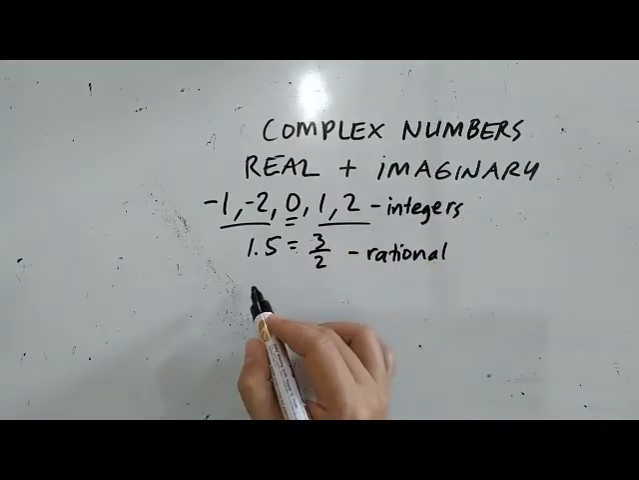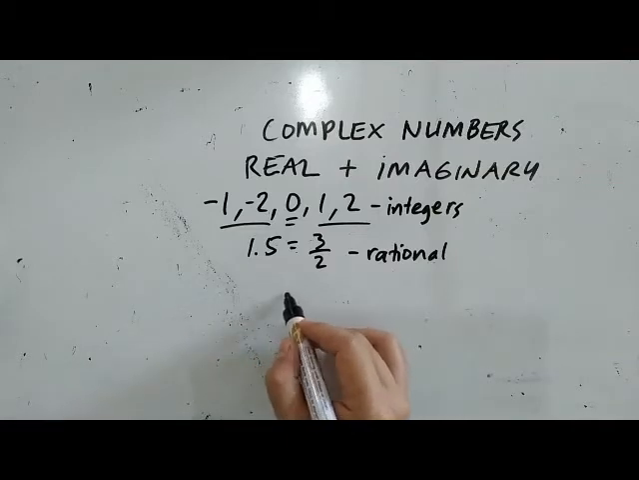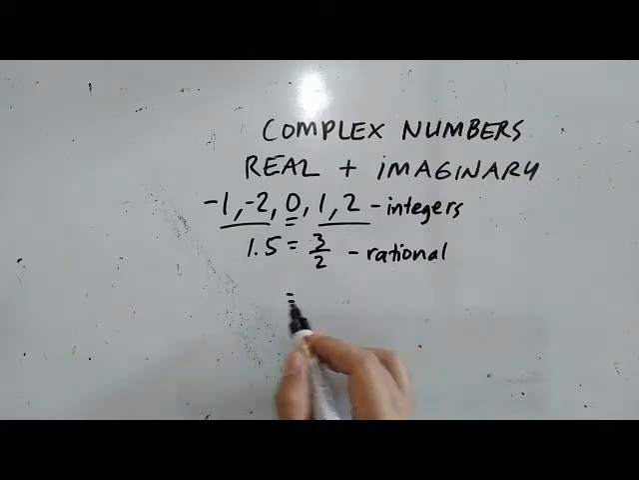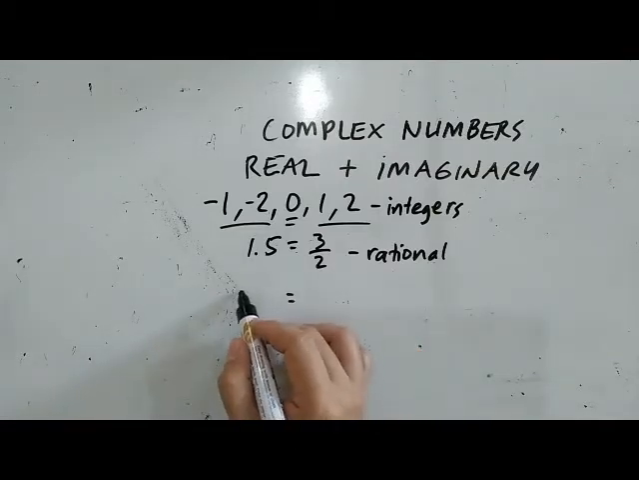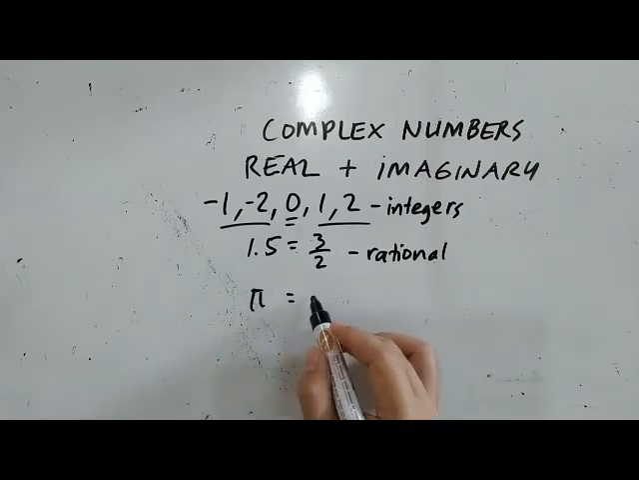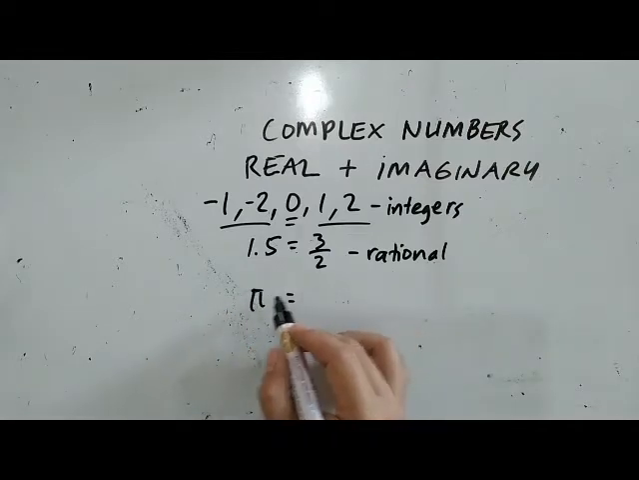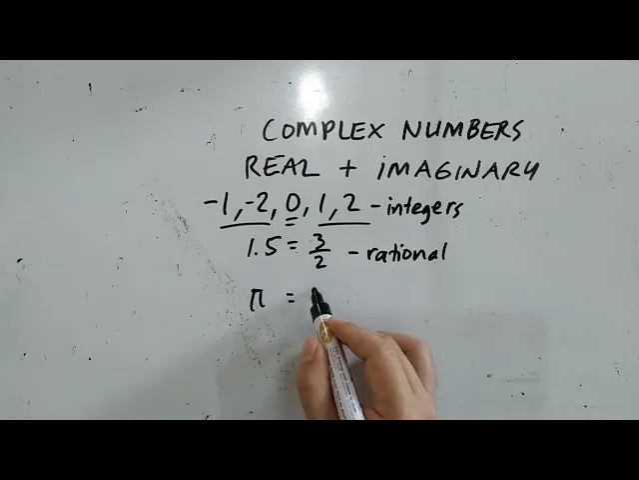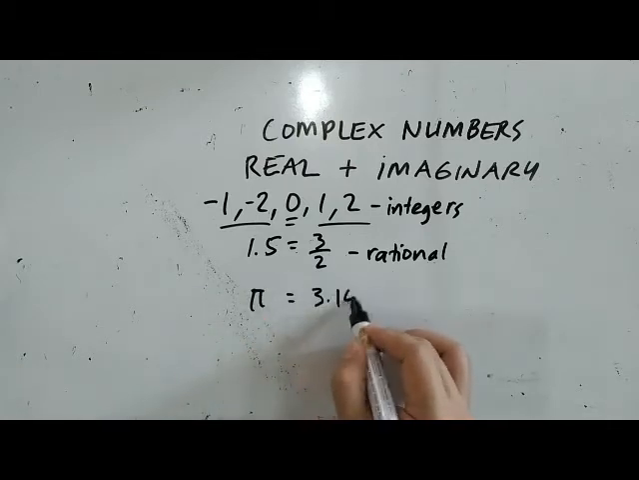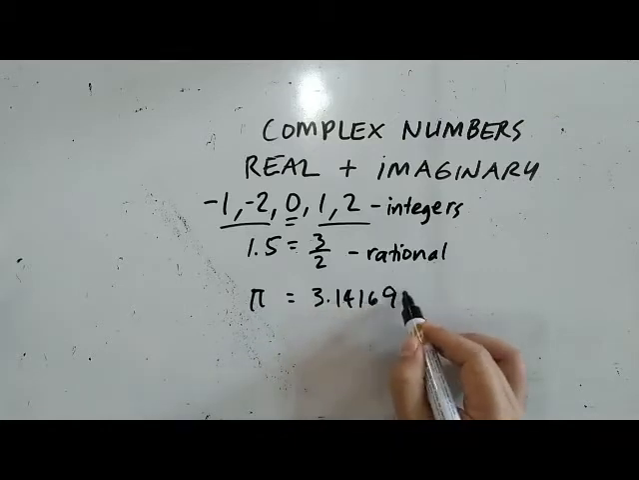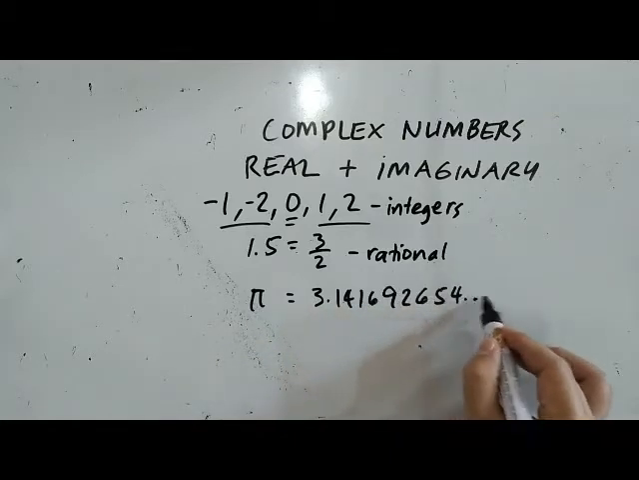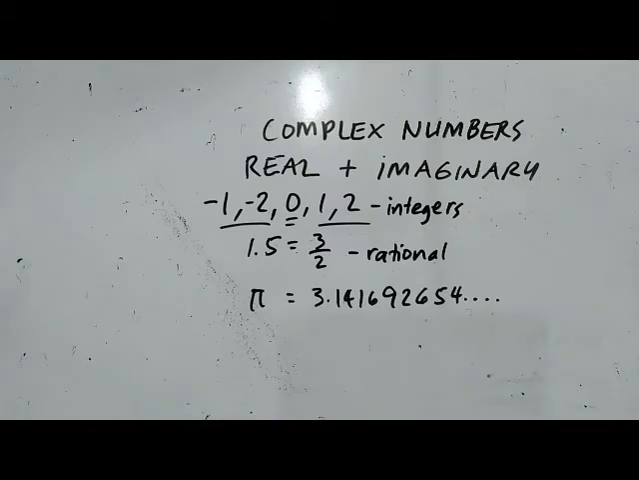They can also be irrational numbers. These are numbers that you cannot express in terms of a fraction, for example our pi. This is a non-terminating decimal, 3.14. So pi is actually unending.